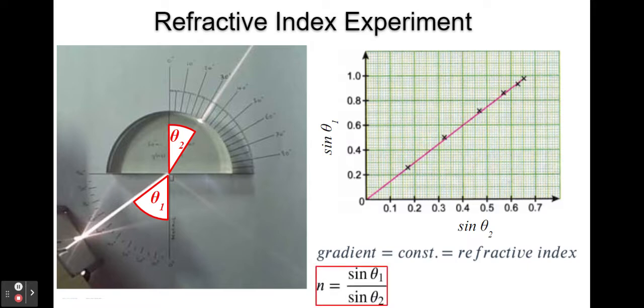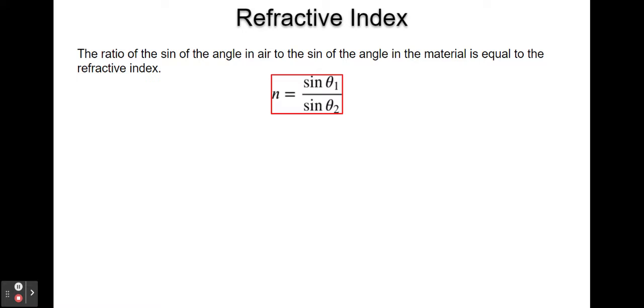So we can write it like this: n equals sin θ1 divided by sin θ2. n is the refractive index. θ1 is always the angle in the air, regardless of what direction the light is traveling, and θ2 is always the angle in the material, regardless of the direction the light is traveling. So the ratio of sin θ1 to sin θ2 is equal to the refractive index.